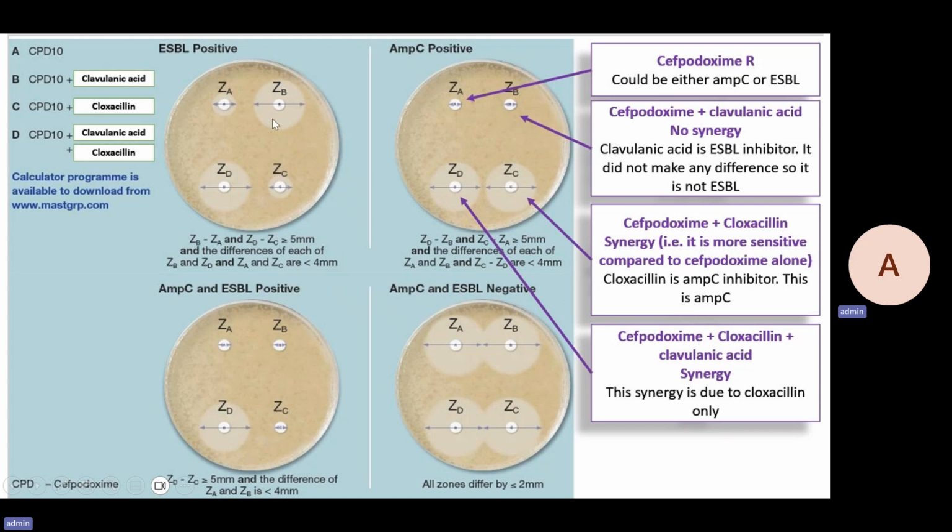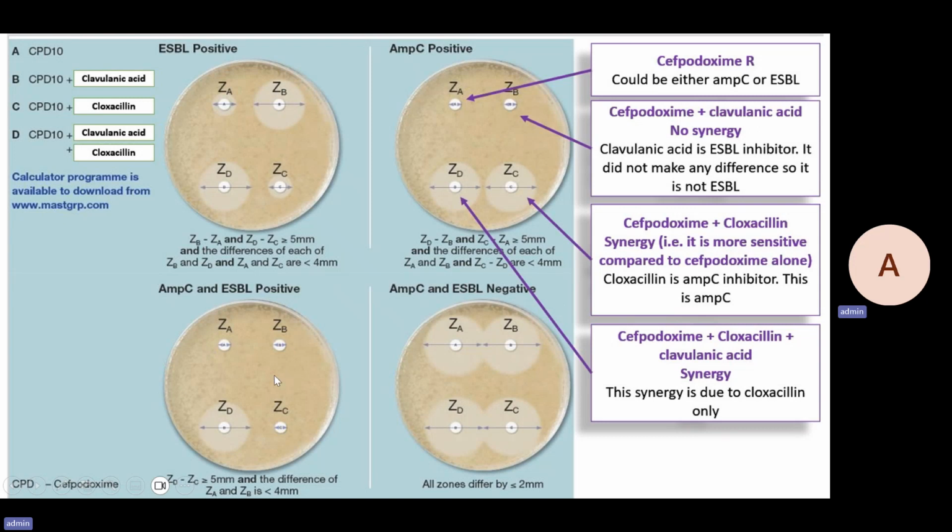This one, cefpodoxime resistant, ESBL inhibitors are there and it is producing a big zone. So it's possibly ESBL. AmpC inhibitor is not producing anything. Here there is a big zone. It is because of the ESBL inhibitors, because the cloxacillin inhibitor is not having any effect. So this one is an ESBL producer. Here, cefpodoxime resistant, there is no effect of ESBL inhibitors. There is a big zone when we use the AmpC inhibitors, and there is a big zone here. So this is because of AmpC, and this zone size is only because of cloxacillin. Clavulanic acid is not having any effect here.